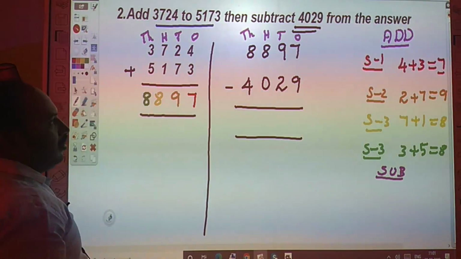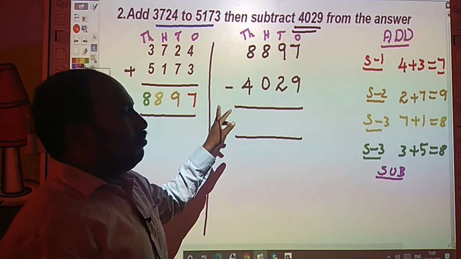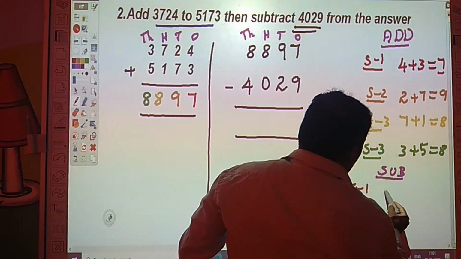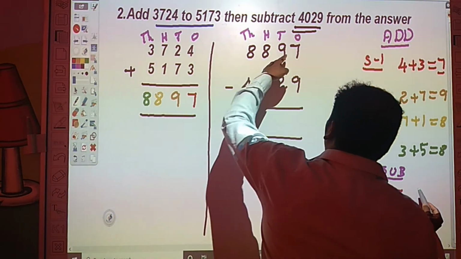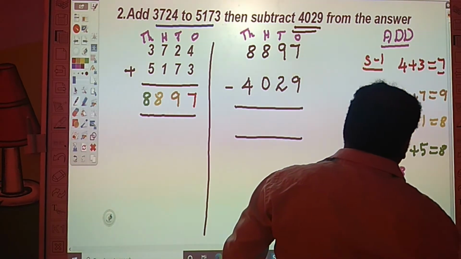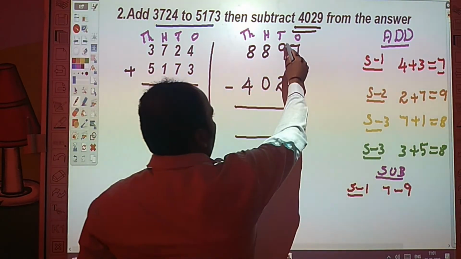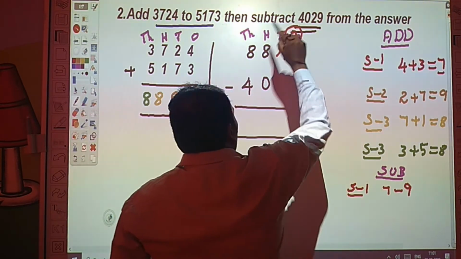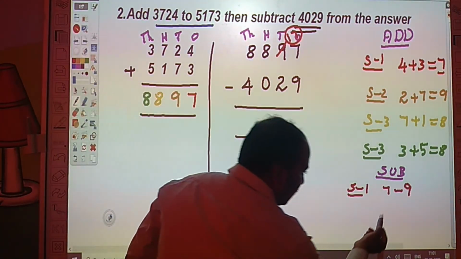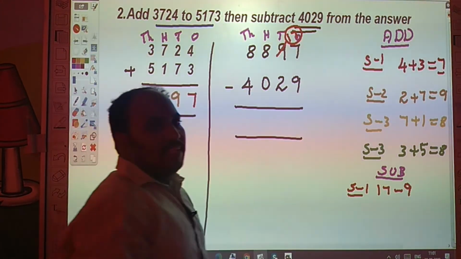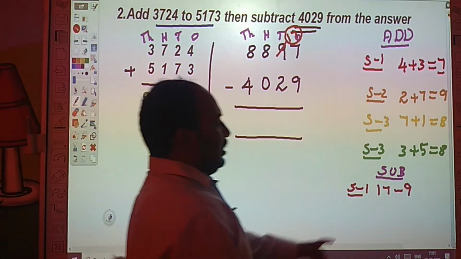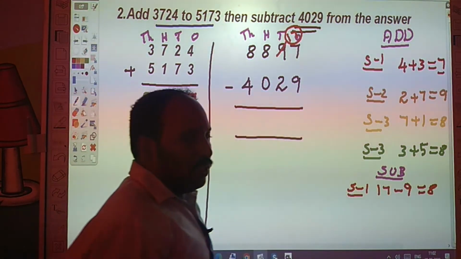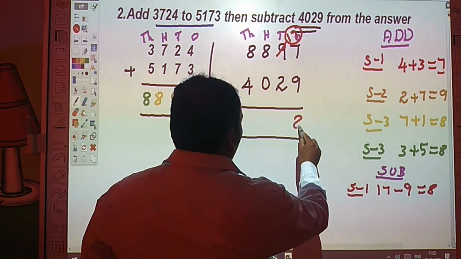Step 1: the ones place. 7 minus 9 is not possible, so borrow 1 ten from the tens place. Here 7 is already there, so 7 becomes 17. 17 minus 9 is equal to 8. The number 8 is written in the ones place.